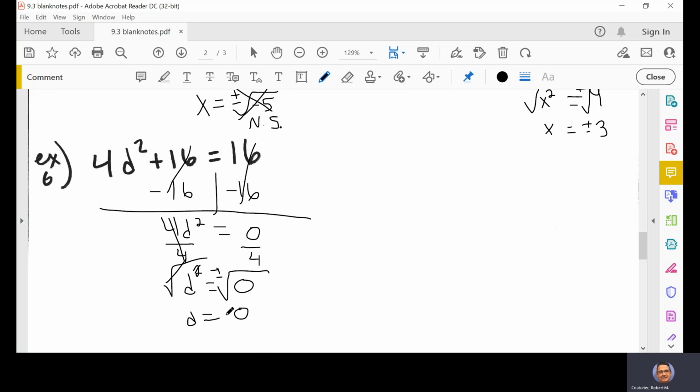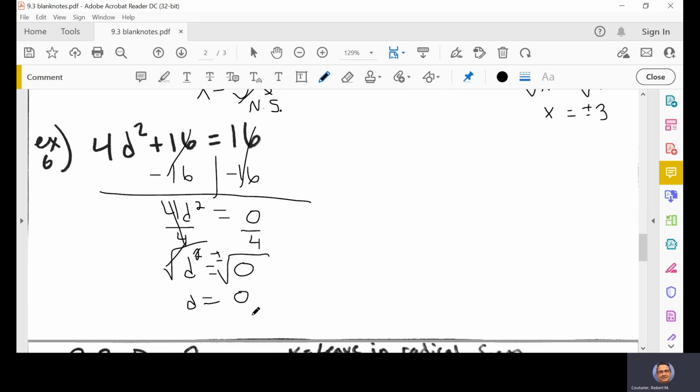Notice I don't bring the plus or minus down. There's no such thing as plus or minus 0. You have one solution. Your solution is 0. It only touches the x-axis at one spot, at 0. So the vertex is what touches your x-axis.